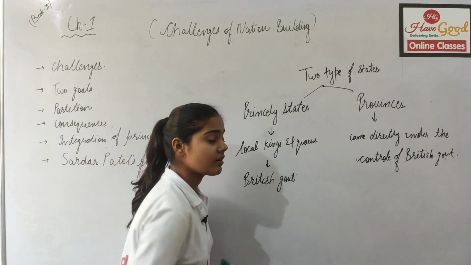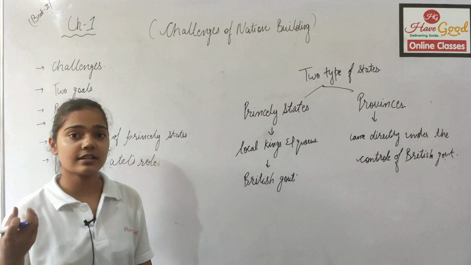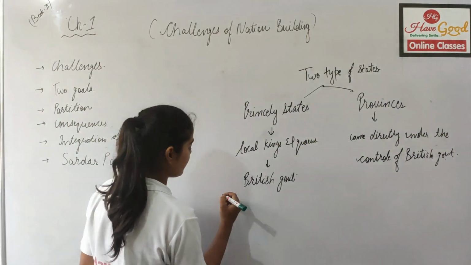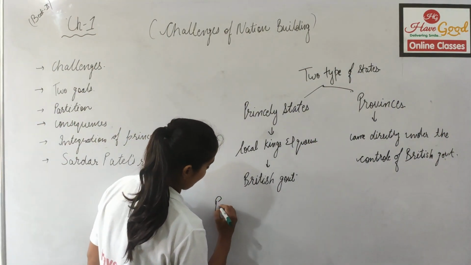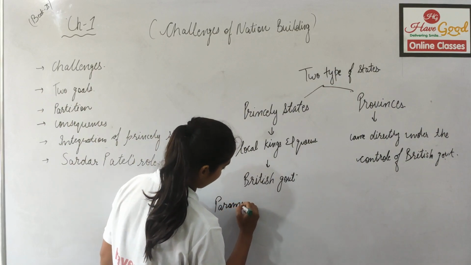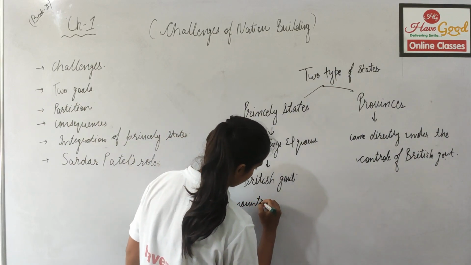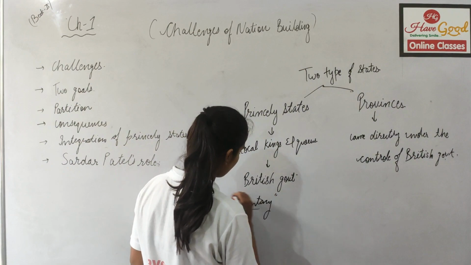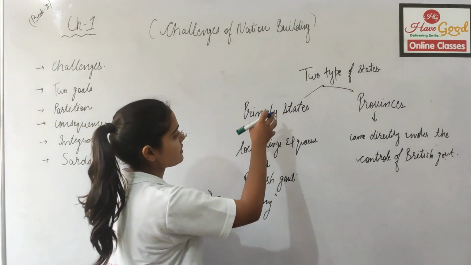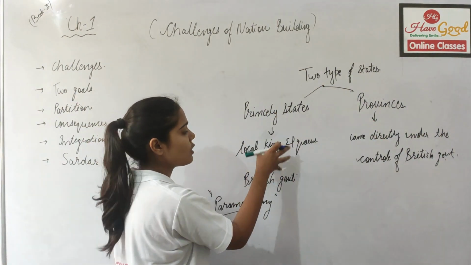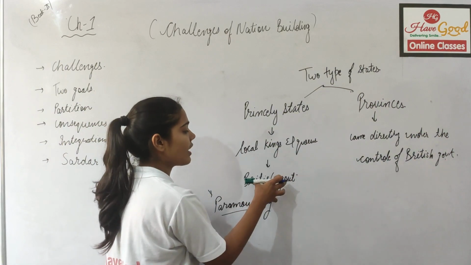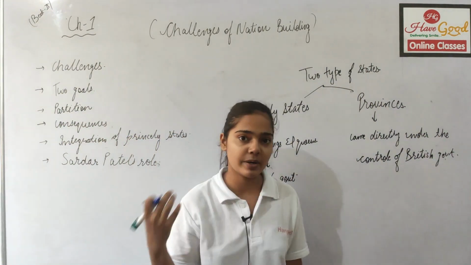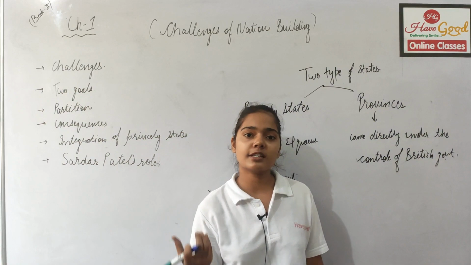This is known as paramountcy and suzerainty. It is an important term. It can be asked in a 1 mark question: define paramountcy. Paramountcy means that the princely states were ruled by local kings and queens, but they were under the supremacy of the British government, and this is known as paramountcy.